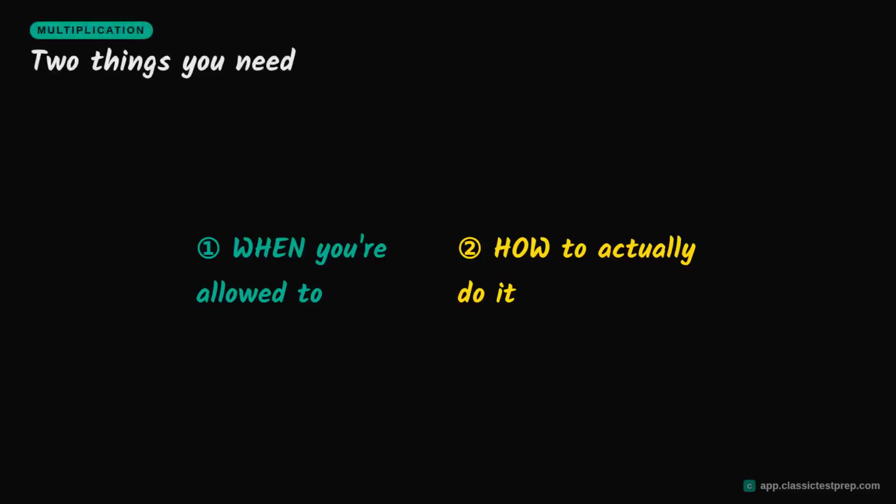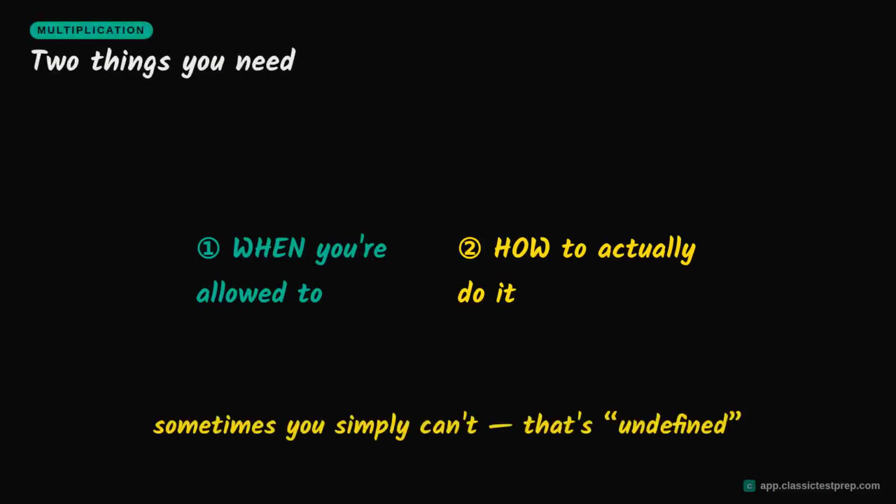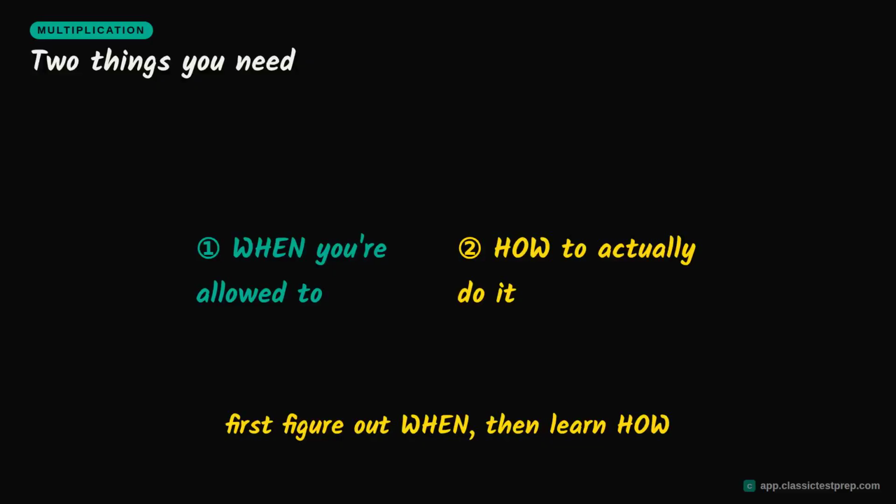There are 2 things you need to understand. You need to know when you can multiply 2 matrices together, and you need to know how to do that. Sometimes matrices cannot be multiplied by each other. Trying to multiply them together would be undefined. So let's learn when you're allowed to multiply 2 matrices together in the first place.